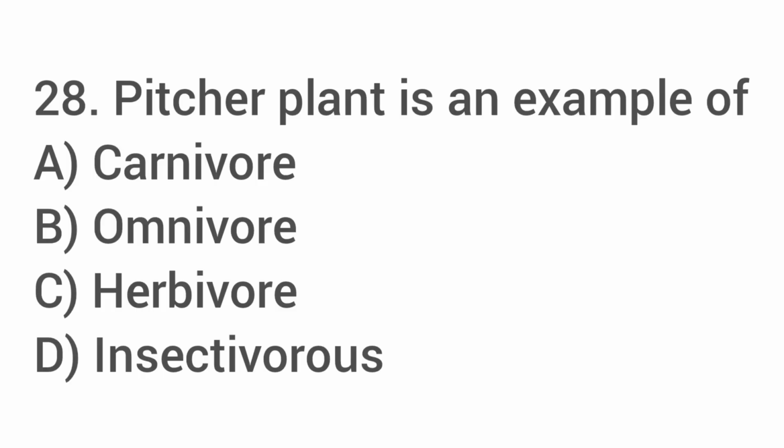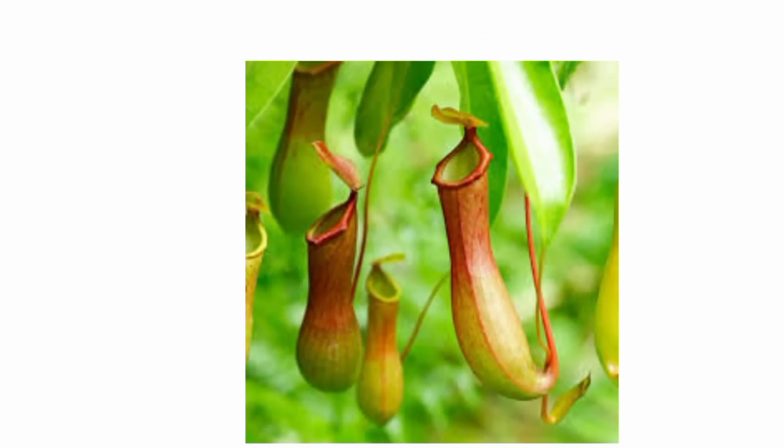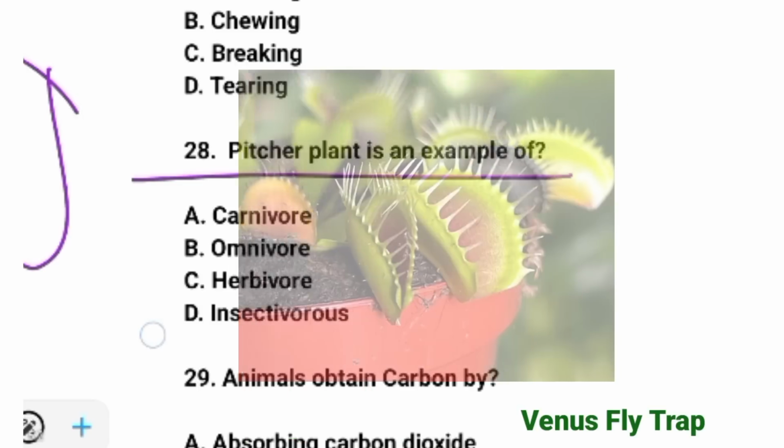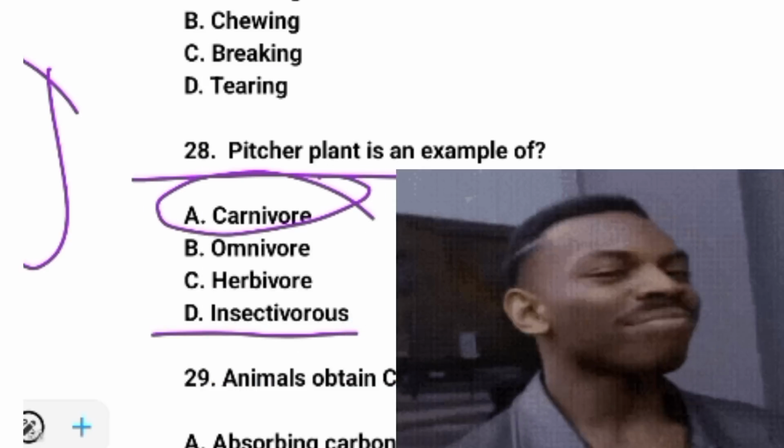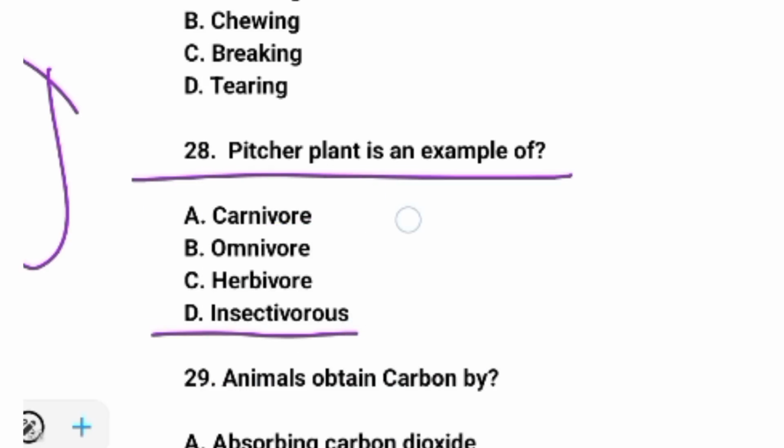Pitcher plant is an example of... So pitcher plant is a plant that feeds on insects. That is what is showing on your screen right now. It basically sets up a pitcher trap. So when an insect lands on the trap, the insect will fall into the trap where it will be digested by digestive fluids. Another example of a plant that behaves like this is the Venus flytrap. So the answer is option D. But you have to be careful of the first option, which is carnivore. Any animal or plant that feeds on another animal is called a carnivore, or you can say it is carnivorous. But a carnivore that feeds only on insects is said to be insectivorous. So the closest answer that is so specific is insectivorous.